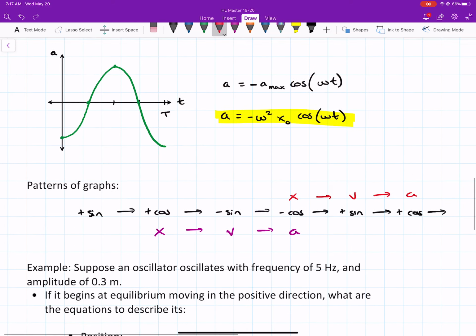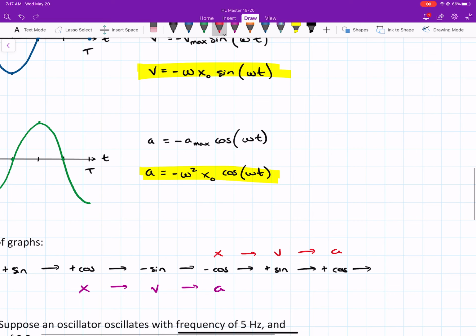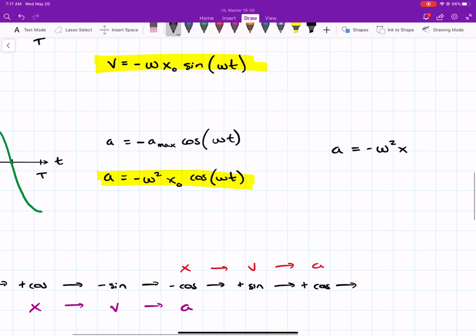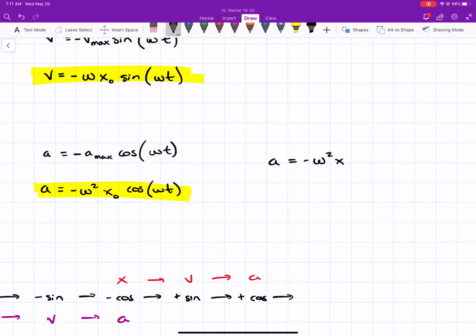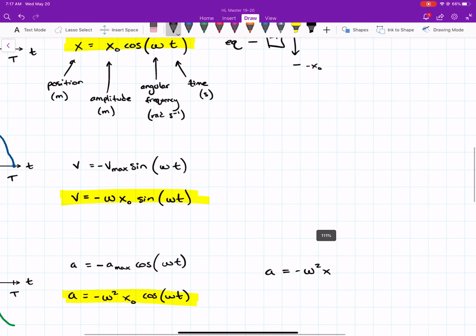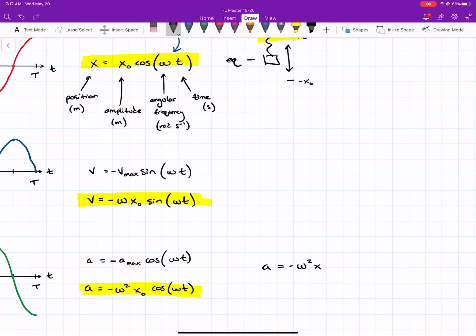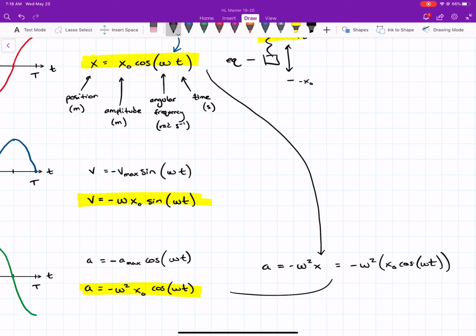Now, the other thing to think about, and actually before I get to this, there is one other equation on your reference table. If you look on page 9, we know that the acceleration is equal to negative omega squared times x. And that should make sense because we actually have an equation that we just came up with up here. I'm going to zoom out so you can see both of these. We have this equation for x, and if we plug that whole thing in, we would get negative omega squared times the whole x equation, which is x naught cosine of omega t.